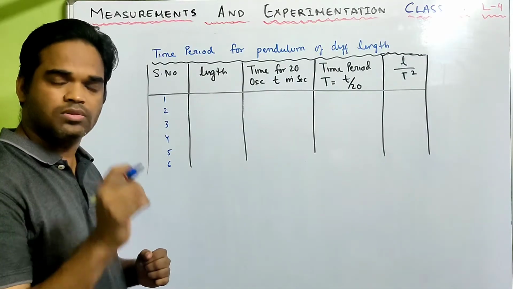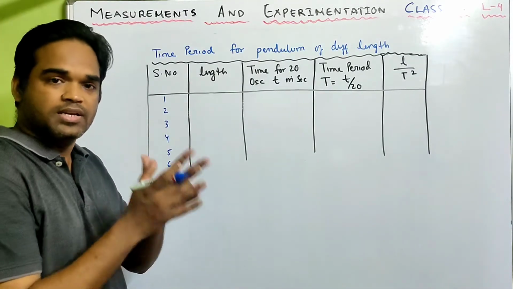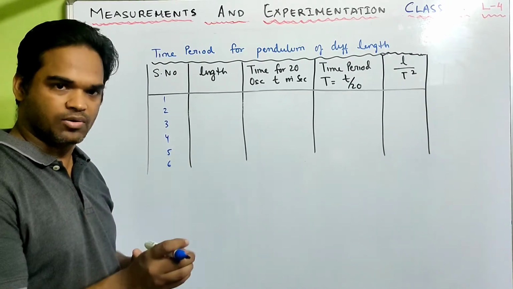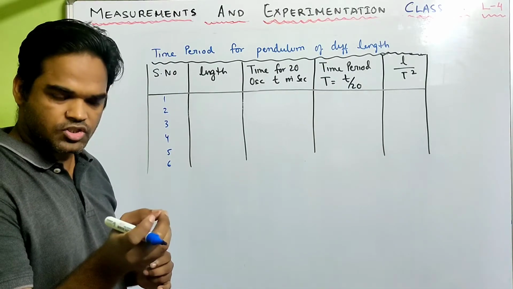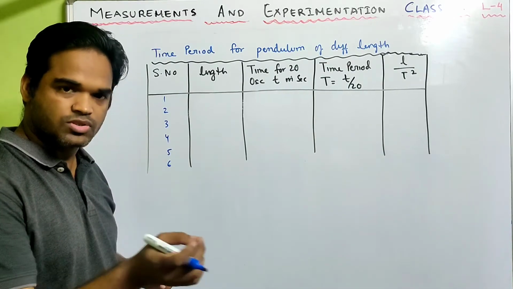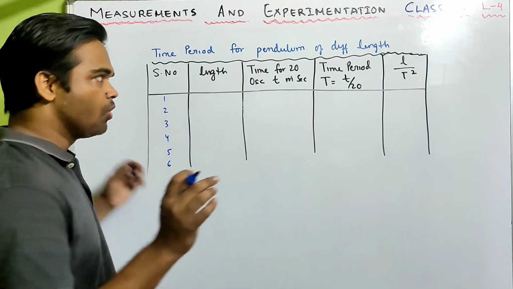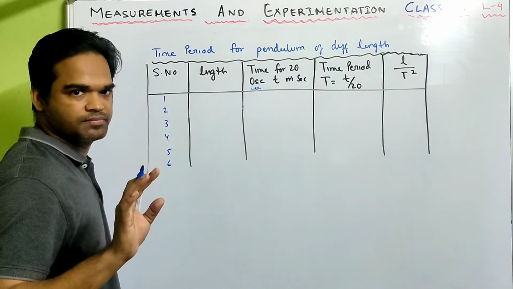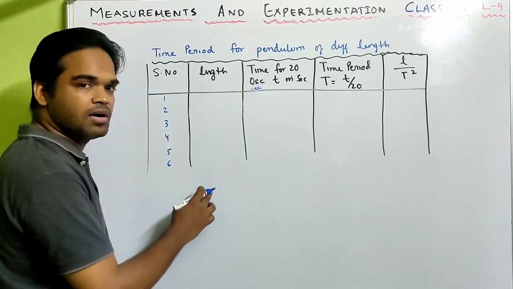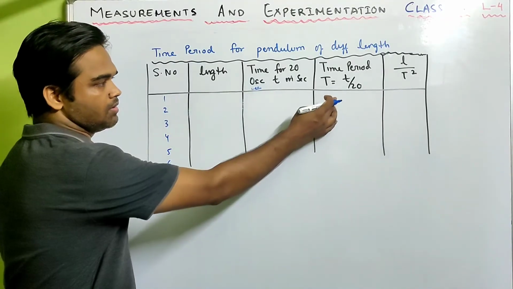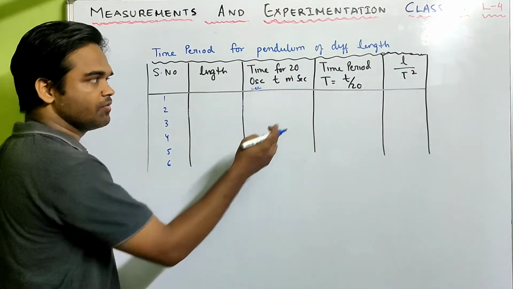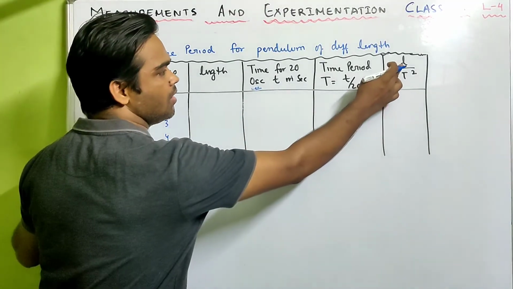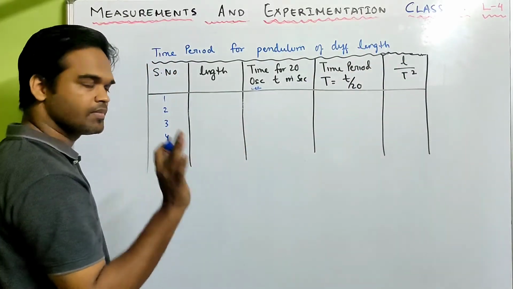Now let us see how the time period of a pendulum is related to its length. Over here, what we do? We take a simple pendulum, displace its bob a little, and it executes a to and fro motion. We measure the time for 20 complete oscillations, and then we keep on changing the length. With the help of 20 oscillations, we get the time for one oscillation. That will be your time period, and then we get a quantity L by T square.